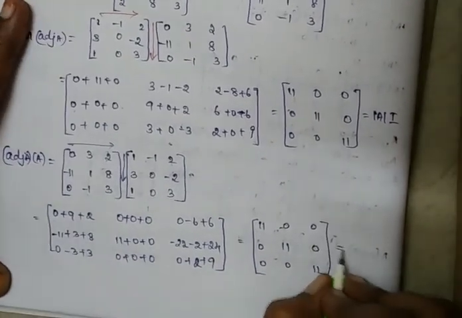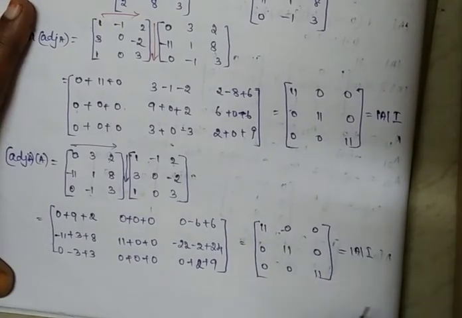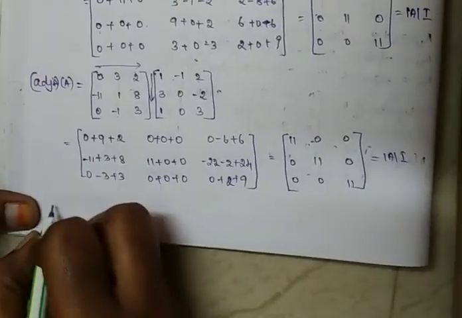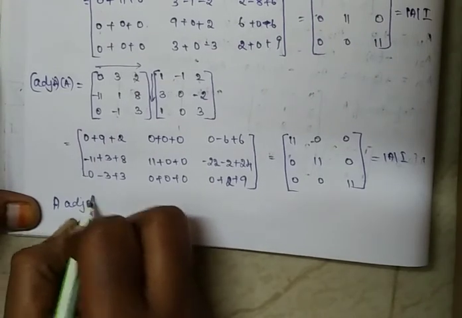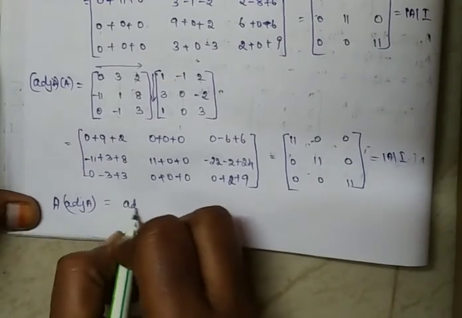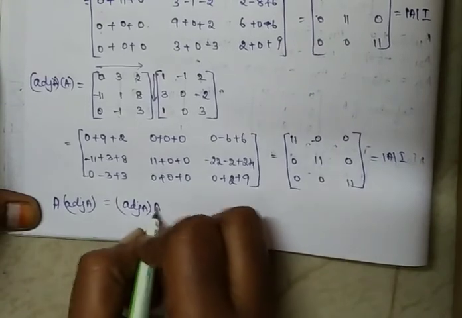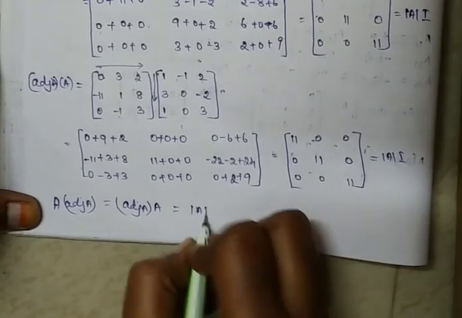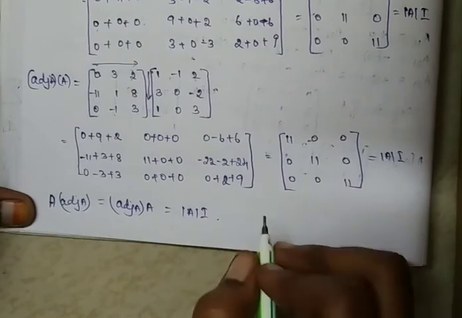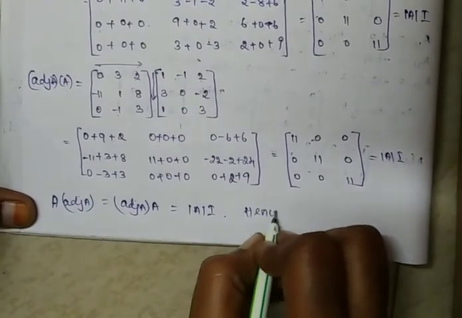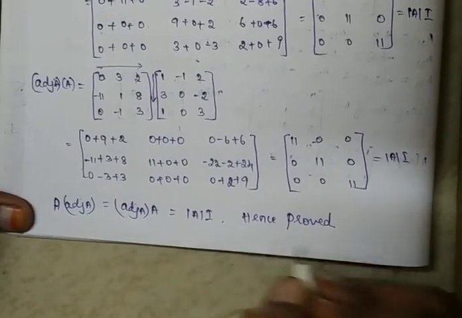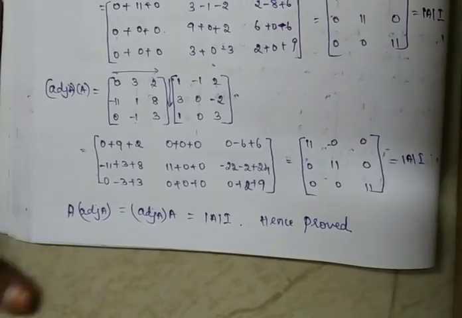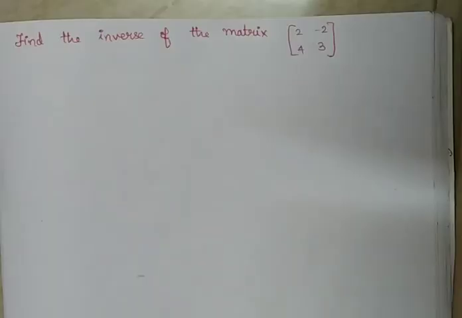Now this is equal to determinant of A into I. Therefore it is verified that A into adjoint A is equal to adjoint A into A, that is equal to determinant of A into I, hence proved. All these three are equal, therefore it is verified here.